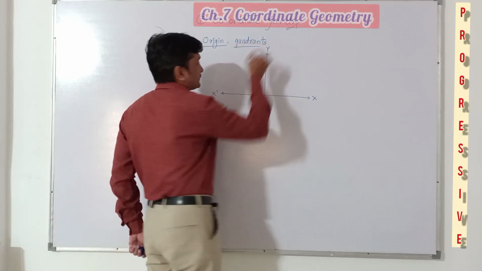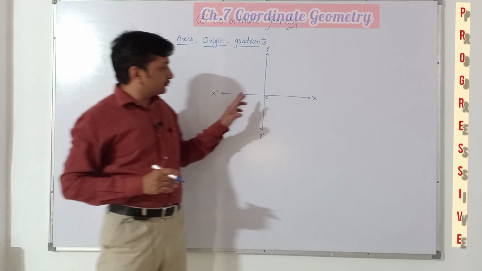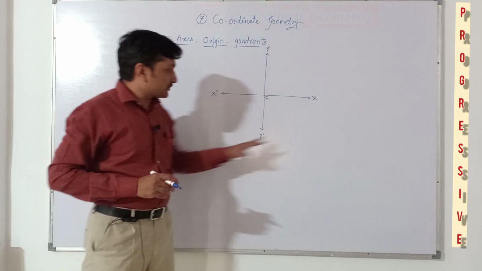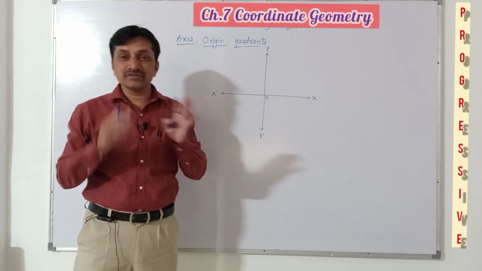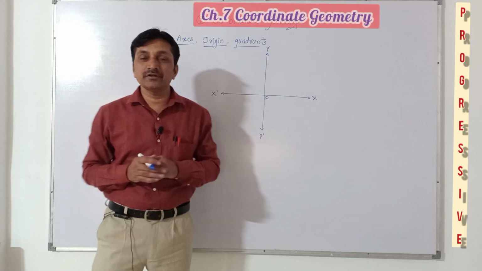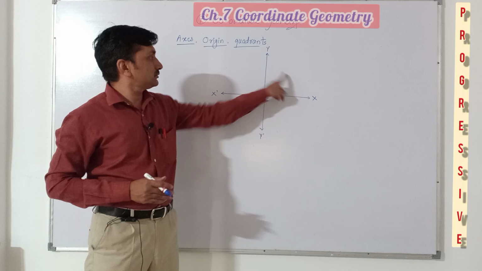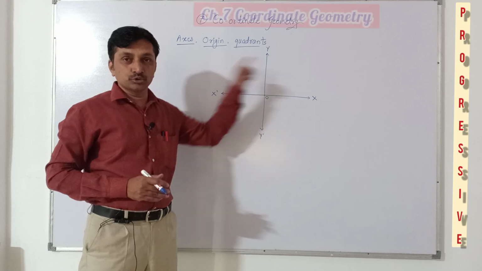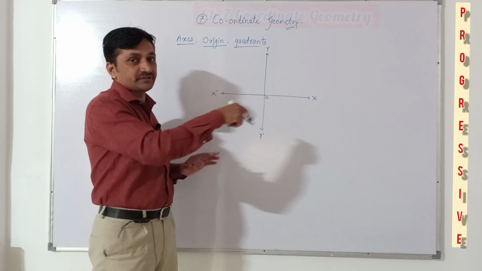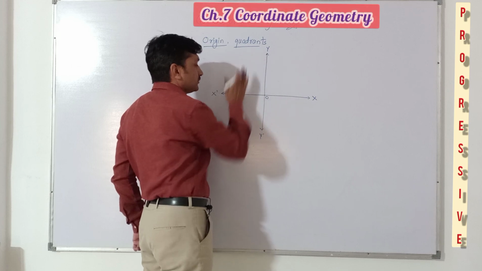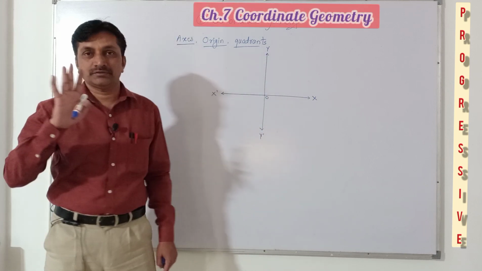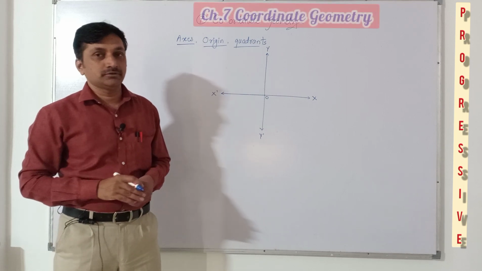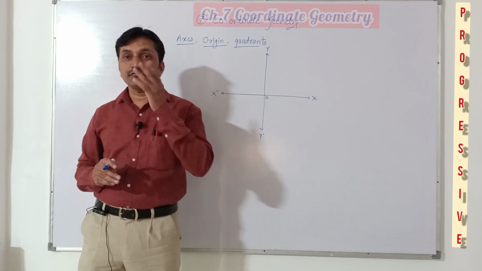And third point is quadrants. Now because of intersection of these two axes, this page, that is called Cartesian system, is divided into four parts. 1, 2, 3, 4, anti-clockwise. We have to read it anti-clockwise. Don't go clockwise, anti-clockwise. First, second, third, fourth. Four parts are formed, and each part is called quadrant. It means there are four quadrants.